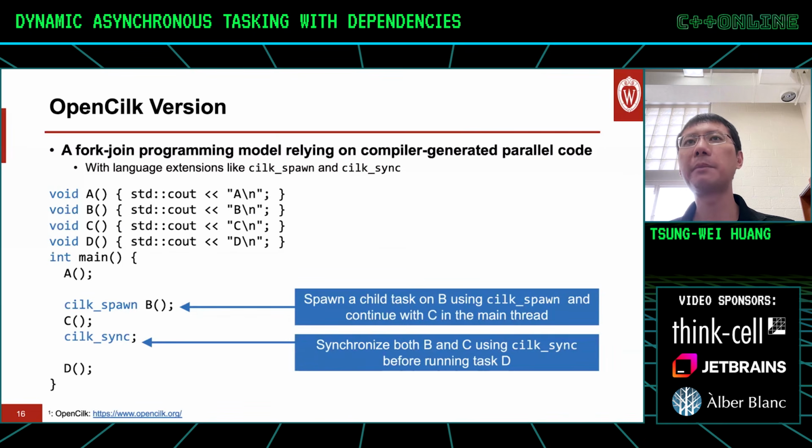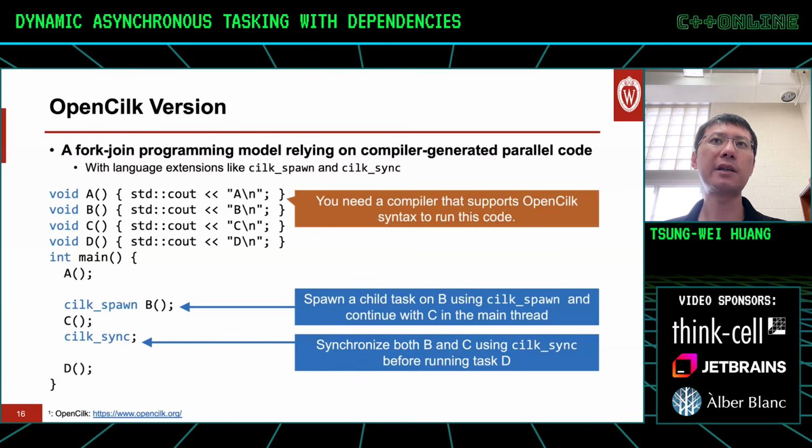Finally, this slide shows the implementation using OpenCilk, which is a fork-join programming model that relies on compiler-generated parallel code using keywords like cilk_spawn and cilk_sync. In this example, after running task A, we spawn a child thread on task B using cilk_spawn, continue with C in the main thread, and then synchronize both B and C using cilk_sync before running task D. Similar to OpenMP, you need a compiler that supports OpenCilk syntax to run this code.